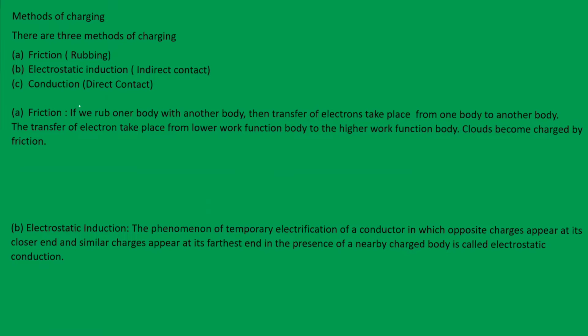Okay. So now if we discuss the methods of charging, means how can a body be charged? There are majorly three methods of charging. The first is friction. Friction is generally rubbing. We will see the example also, how this is done and how it happens. So friction is the rubbing process through which a body is charged.